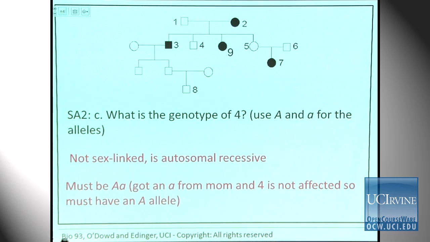Yes, I like your answer, and I'll repeat it. I also use number 4 in my explanation, because if this is autosomal recessive, the only thing mom had to give was a recessive mutant allele. So they had to get a little a from mom, but yet they're not affected, so they had to get a big A from dad. So the answer is heterozygous.